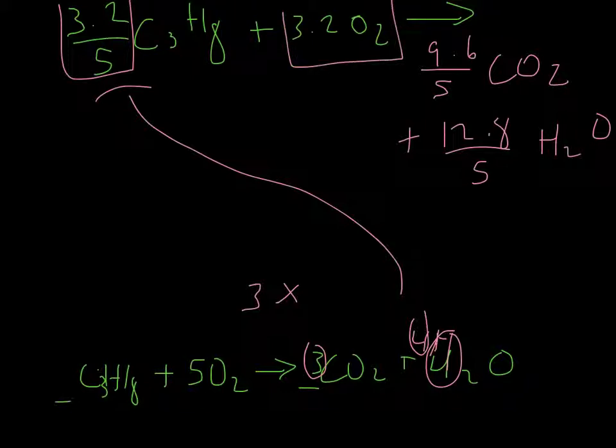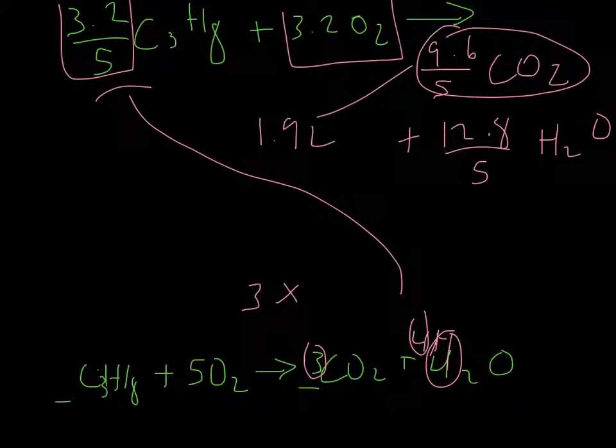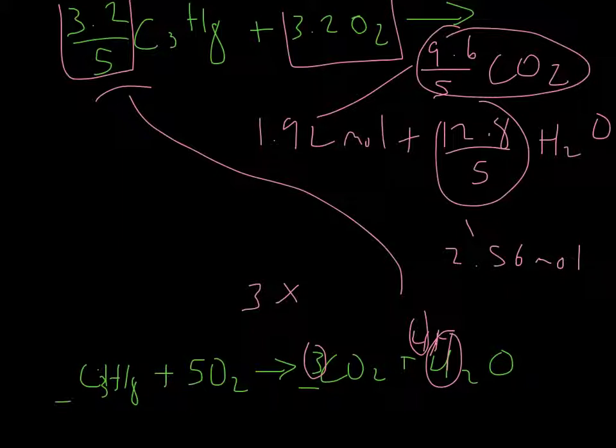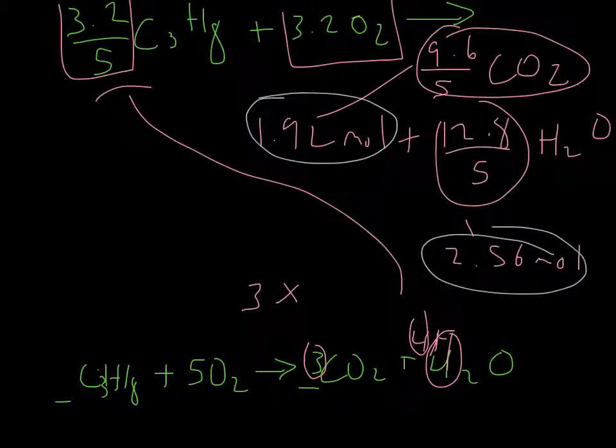That's the one we have the least of. And we produce 9.6 over 5, which is 1.92 moles of CO2, and 12.8 over 5, which is 2.56 moles of H2O. So turn those into moles, and then from there is one more easy step to turn those into grams if you're looking for the mass of reactants produced. So there you have it. That's a limiting reagent example.